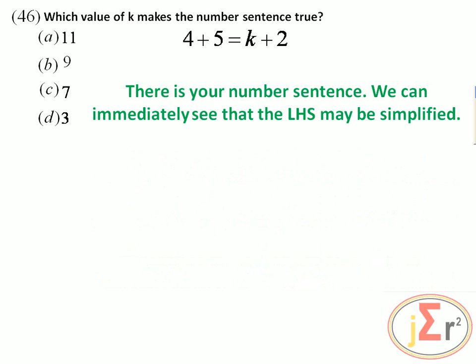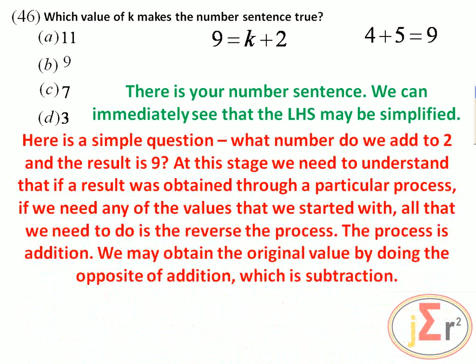We can immediately see that the left-hand side may be simplified, because all that we have on that left-hand side is 4 plus 5, which is equal to 9. So that left-hand side may be simplified. 4 plus 5 may be just replaced by 9. Therefore, that left-hand side is 9. So we have 9 is equal to k plus 2.